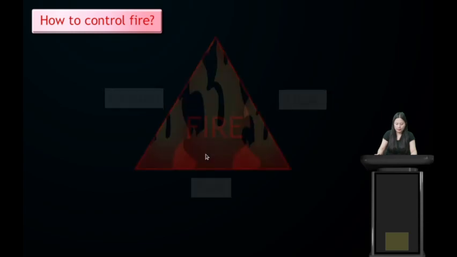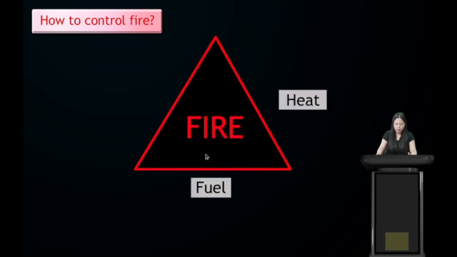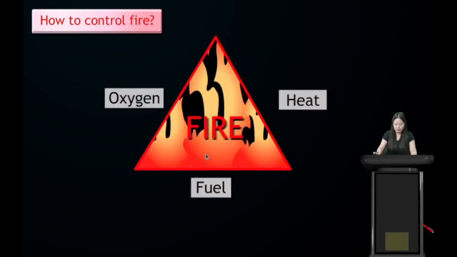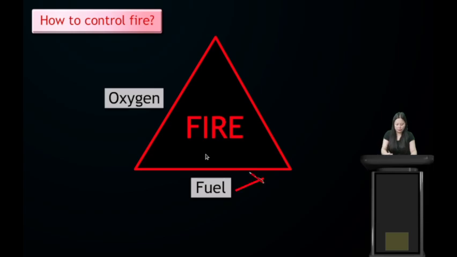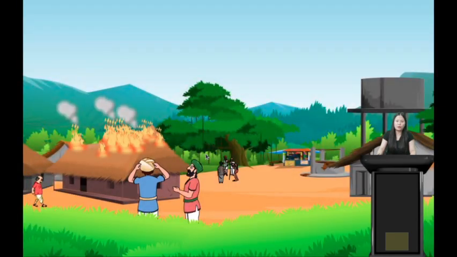The next, if we remove oxygen, then we have fuel and heat, but the fire stops burning because oxygen is not there. The next, we have oxygen and fuel, but heat is absent here, so the fire is not burning, as we can see. So we can control fire by removing one of these essential components, that is oxygen, fuel or heat. So how do we remove them?